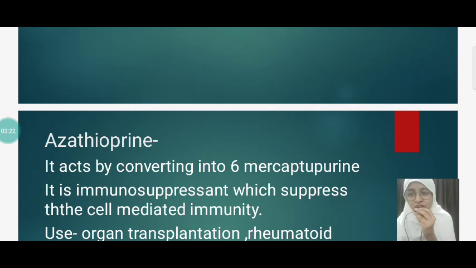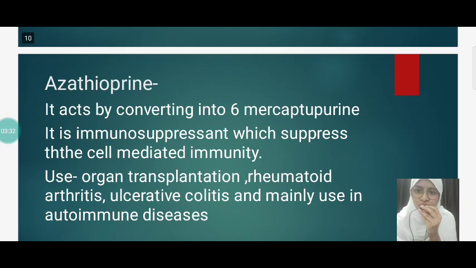Now the next drug is azathioprine. It acts by converting into its active form, which is 6-mercaptopurine. It is an immunosuppressant which suppresses the cell-mediated immunity. Its uses are in organ transplantation, rheumatoid arthritis, ulcerative colitis, and it is mainly used in autoimmune diseases.